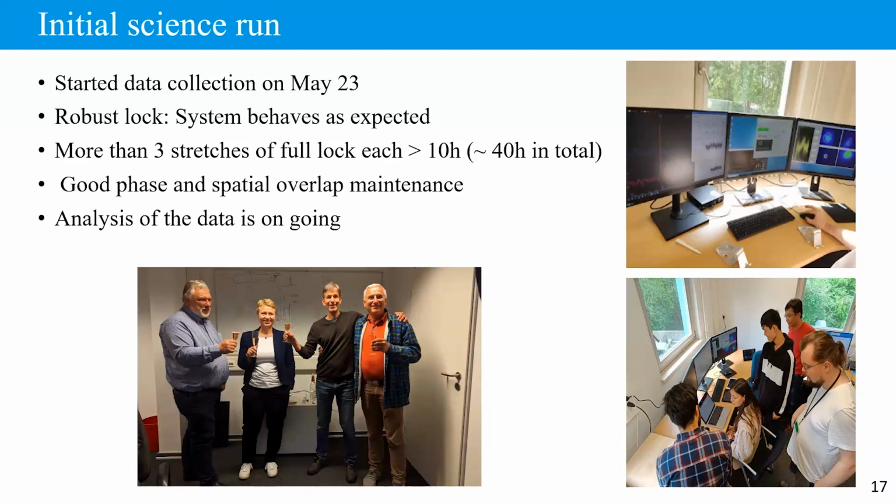Here are some nice pictures. This is a picture of our control room. In principle, what we need to keep the system locked and stabilized are just 3 monitors and a few iPads. This is the optics team observing the system while it is locked. And here is, among others, Andreas and Axel celebrating the data taking process.